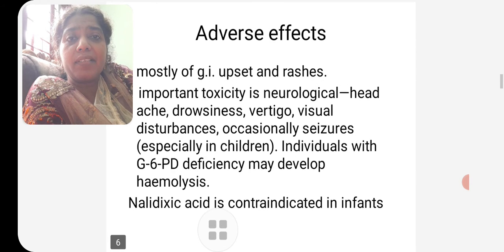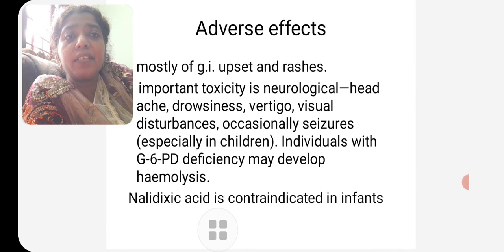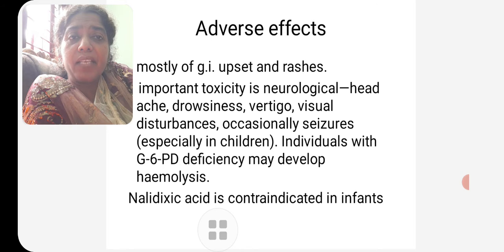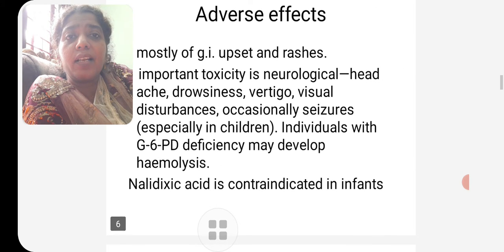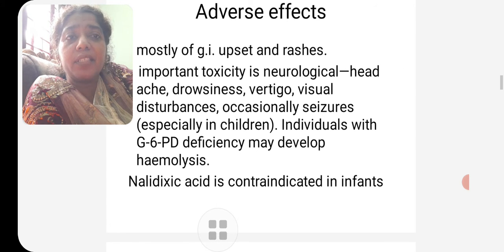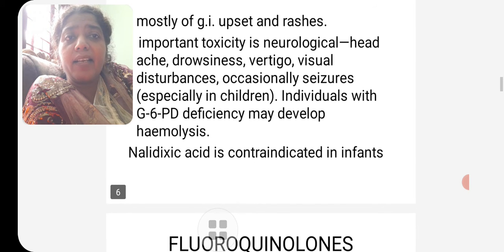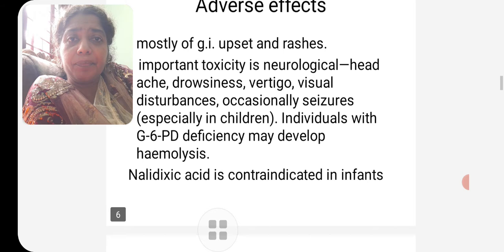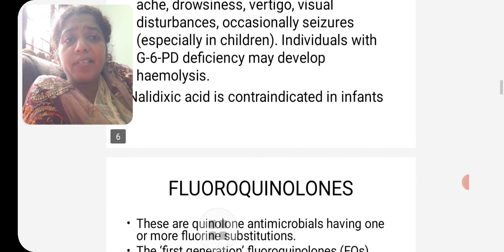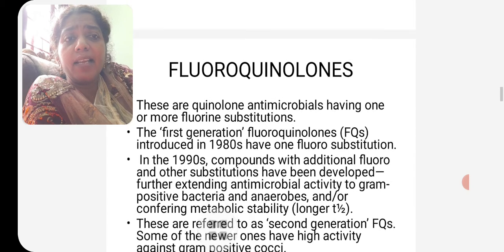It has adverse effects like GI upset and rashes, and the main adverse effects faced with nalidixic acid are neurological: headache, drowsiness, vertigo, visual disturbances, and seizures. Seizures occur mainly in children. Individuals with glucose-6-phosphate dehydrogenase deficiency will develop hemolysis, and because of this nalidixic acid is contraindicated in infants.